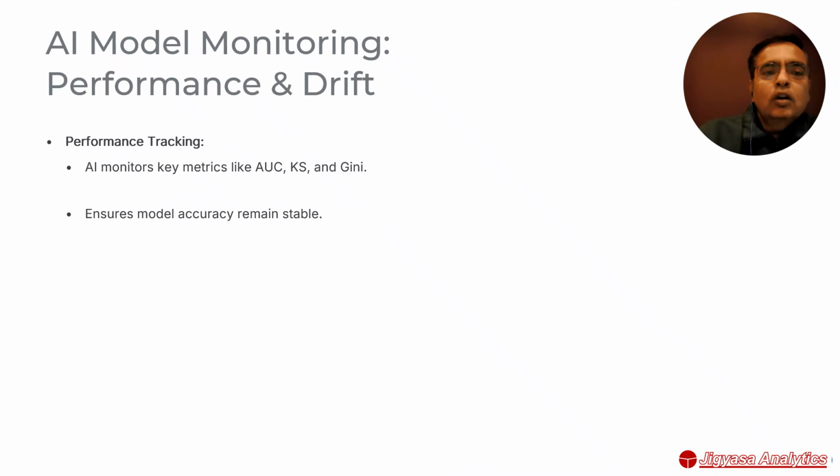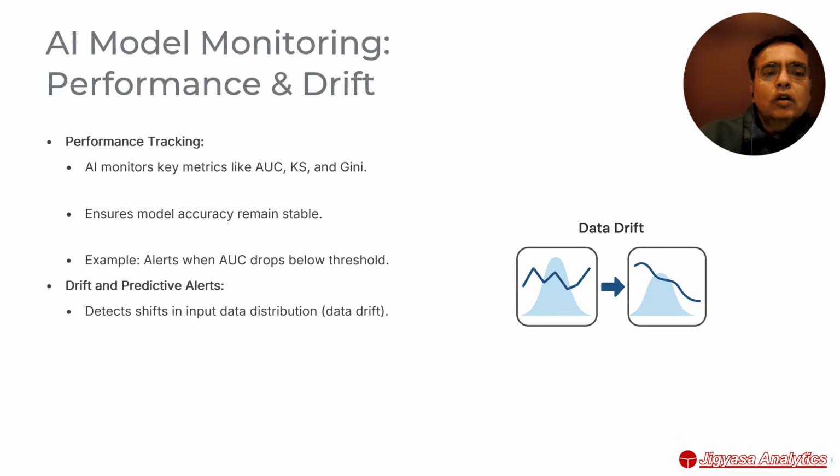This is to ensure the model's accuracy remains stable, because in periods as results come in, these metrics, if they are falling, that means the model has stopped performing. And so your system can be set up to send alerts when AUC drops below a certain threshold, for example. So things like this can be done. But this is just performance tracking. Another important concept is the drift in data.